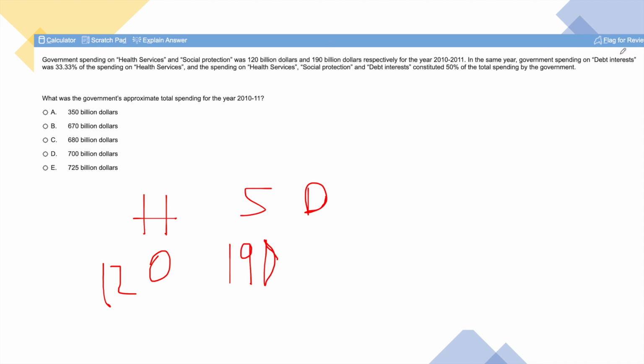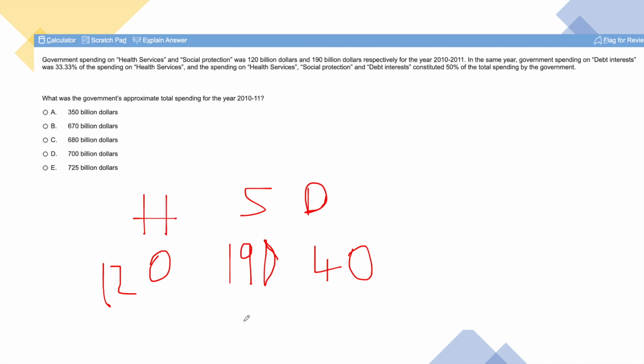In the same year, government spending on debt interests was 33.33% of spending on health services. So this is another fact we've got. Now, what is this percentage in fraction? That's a third. So the debt interests is a third of health services. What's a third of 120? It's just 40.